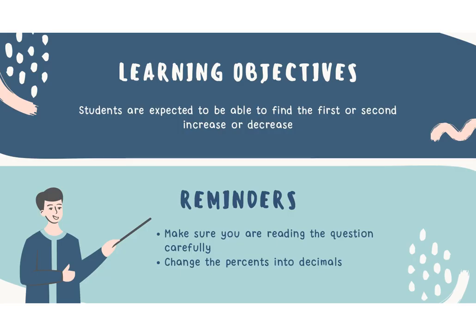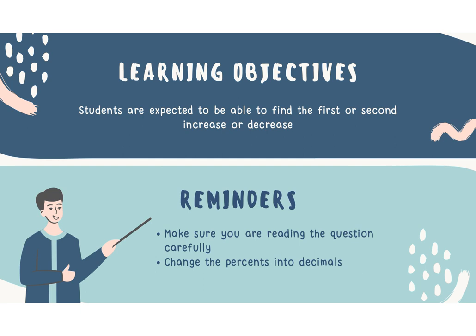For the medium level skills, here's what you'll be expected to do. You're going to find the first or second increase or decrease depending on what the problem is asking for. So as a reminder, I need you to make sure you are reading the questions carefully. Sometimes they're going to ask for the first increase. Sometimes they'll ask for the second one. If you do both of them just all the time, you're probably going to get some of them wrong and be really frustrated. Also, make sure we're changing our percents into decimals. That'll help us out quite a bit.